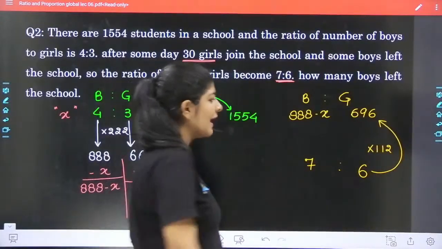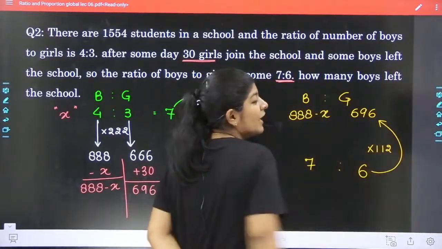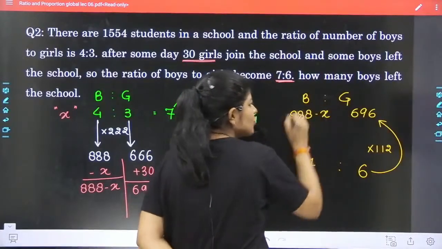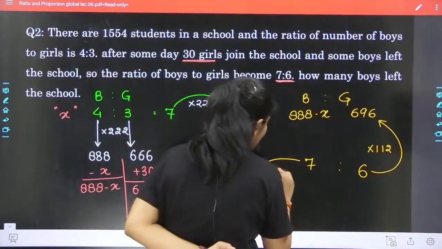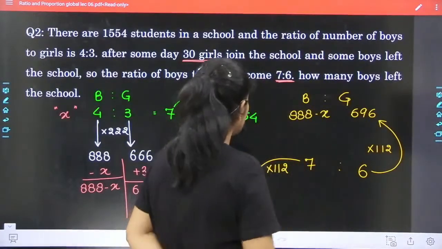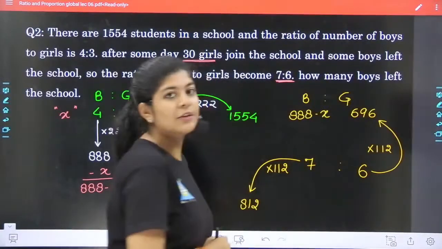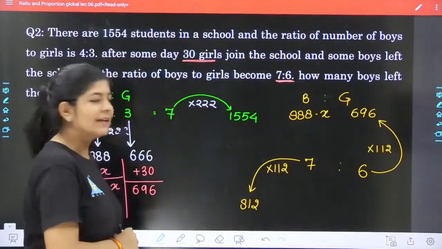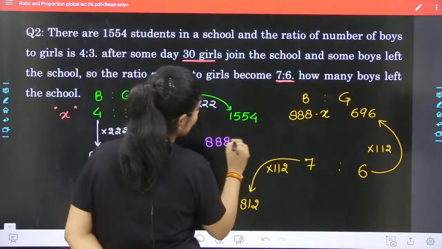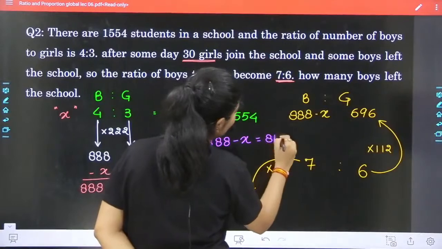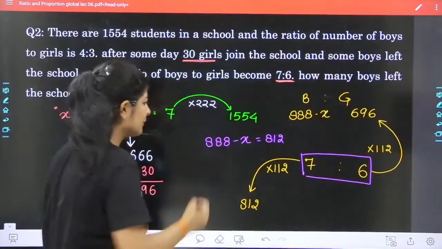That means I can say that this term is present on the multiple of 112. That means this term should be on the multiple of this also, right? So if I multiply my 7 by 112, I'll get my answer as 812. So from this I can say that 888 minus x should be equal to 812, so that I can get this ratio after all these operations.